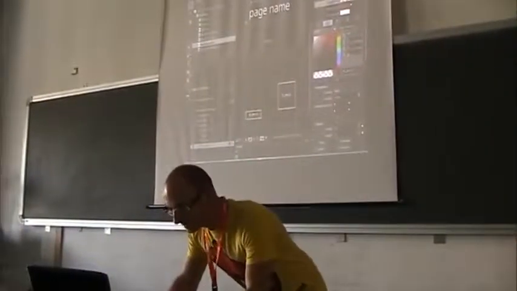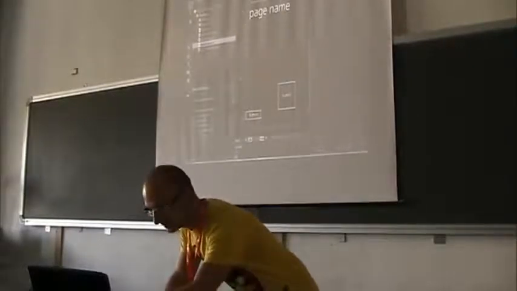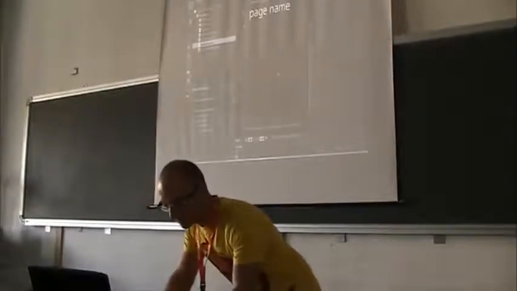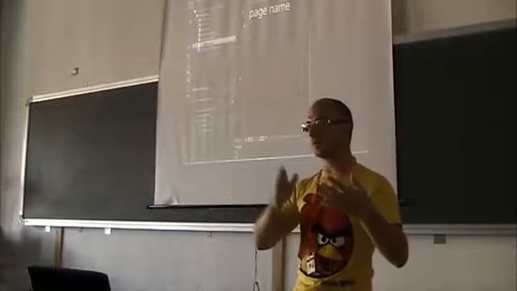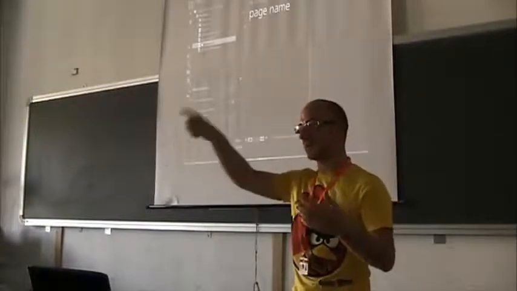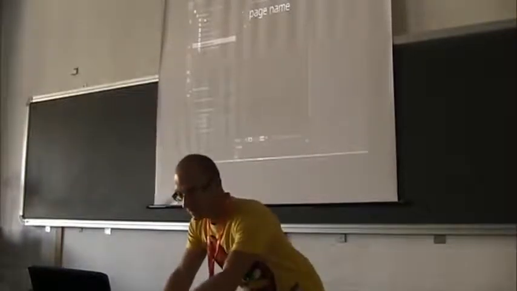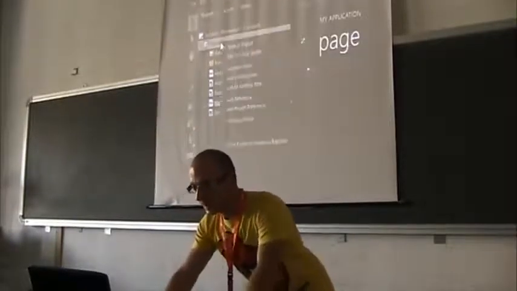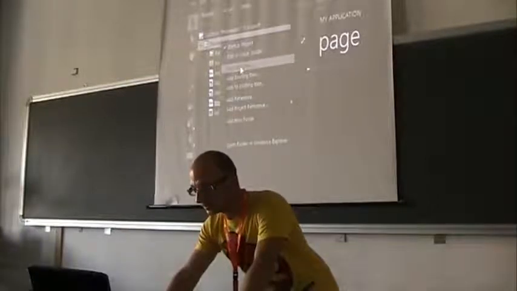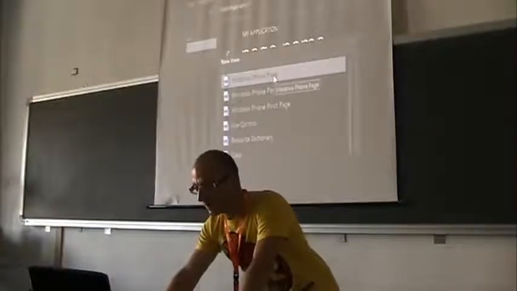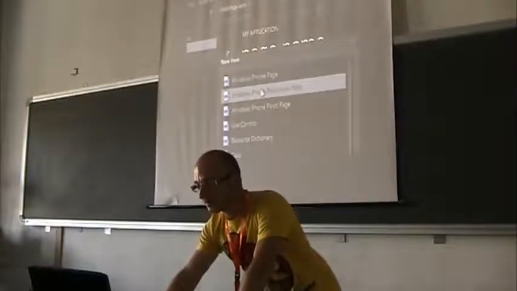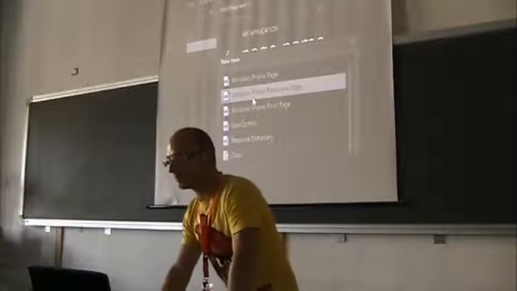Now, let's move all these buttons away, and we have to create a new page. It's like a browser, you go from one page to another. It's like a link button. Now we create here a new item, which is a Windows Phone page, or you can say Windows Phone Panorama page.